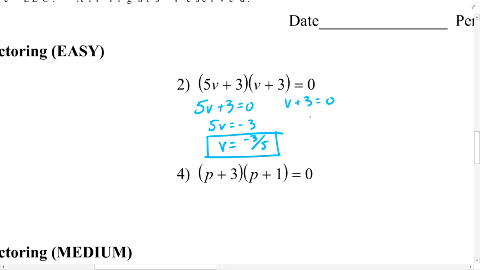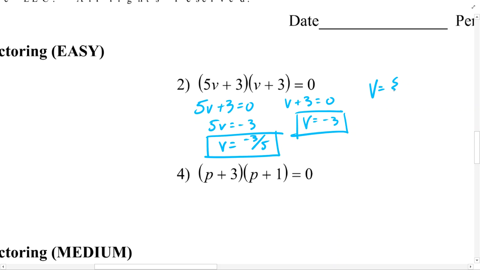Over here, after subtracting 3 from both sides, I would note that v is equal to negative 3, and since I have v by itself, I know that that's one of my solutions. And these are the 2 answers to problem number 2. Now, I like writing my answers like this. V equals negative 3/5 and v equals negative 3.